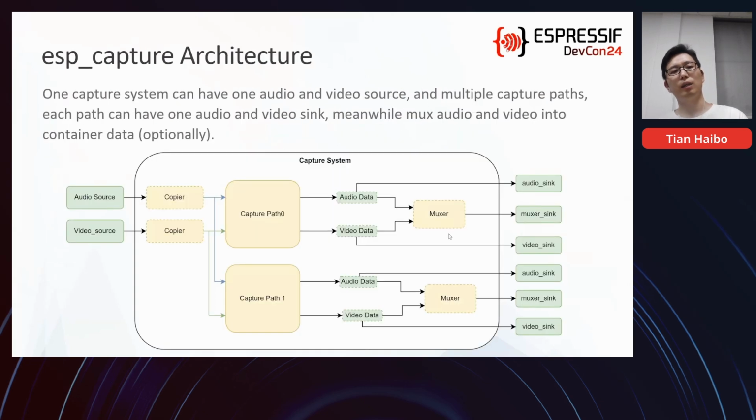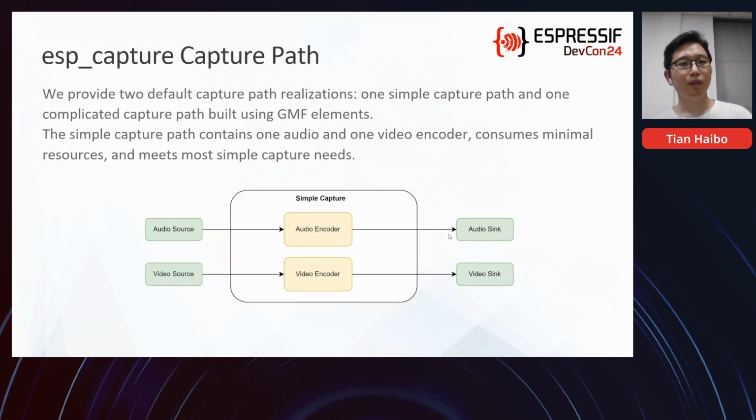Here is the ESP capture architecture. We name one capture a capture system. One capture system can have one audio and video source, meaning one microphone or one camera, but it can have multiple capture paths. Each path can have one audio and video sink. We name it audio or video sink, meaning that it has its own audio and video codecs. Also, we can add overlays into each path.